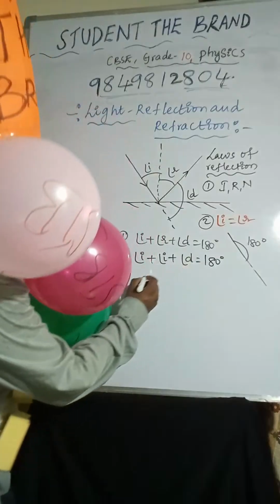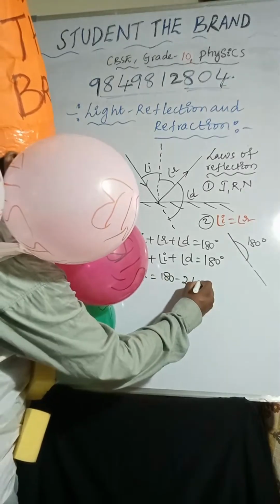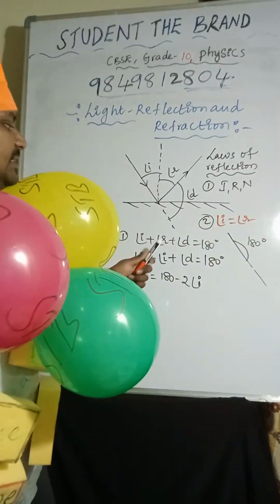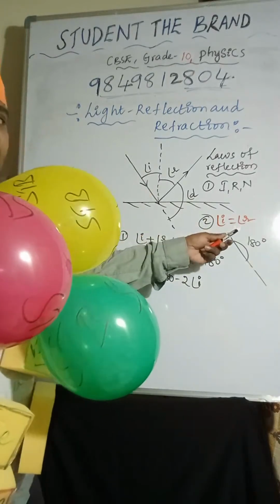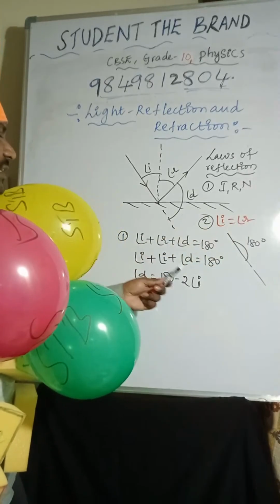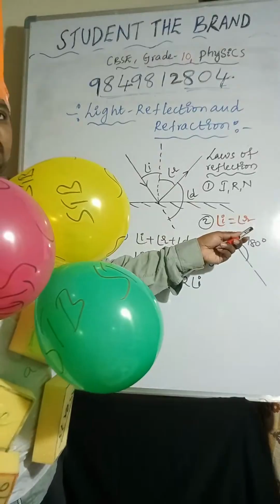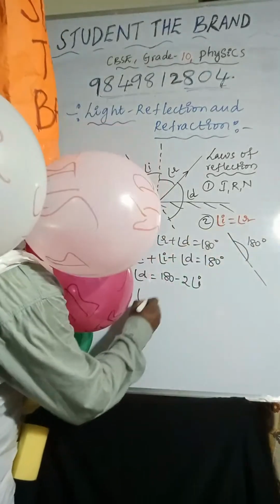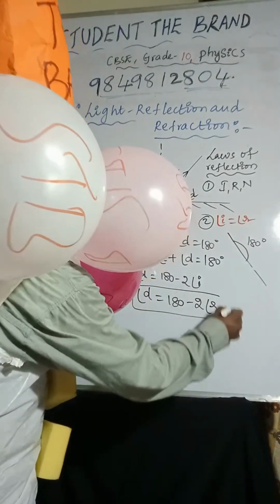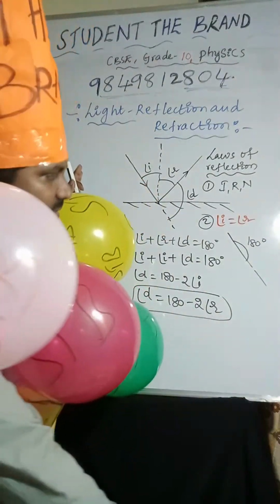Now angle of deviation equals 180 minus 2 angle of incidence, right? So instead of angle of incidence, if I write angle of reflection, here I wrote angle of incidence instead of angle of reflection. So if I write angle of reflection, then the formula becomes angle of deviation equal to 180 minus 2 angle of reflection. So this is the angle of deviation formula.